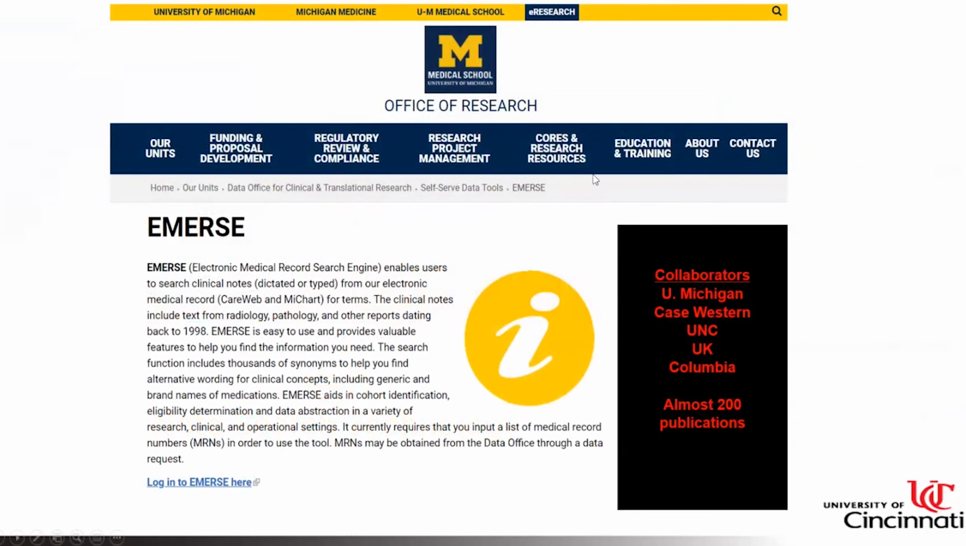So this is a product that was built by Michigan in 2010. 5 years ago, we were awarded with Michigan, also Case Western, UNC, UK, and Columbia University to work together to make this better and to create a more network-based platform and to enhance the interface, which is actually being done right now. Just as an FYI, there's been over 200 publications where Immerse has been referenced. Most of them have been with Michigan in the earlier days. I'm co-author on one that came out last year.